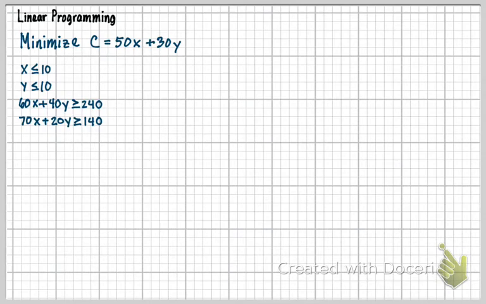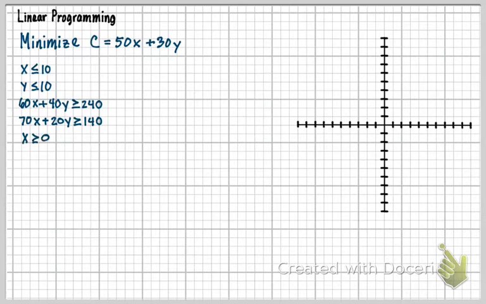So we're just going to graph these now and determine our feasible region. Two more inequalities we have to add as well. Our X has to be greater than or equal to 0, and our Y has to be greater than or equal to 0 as well, because we can't have negative hours. That's something we have to take into consideration. So let's just graph those first. That's just going to be the x-axis and the y-axis.